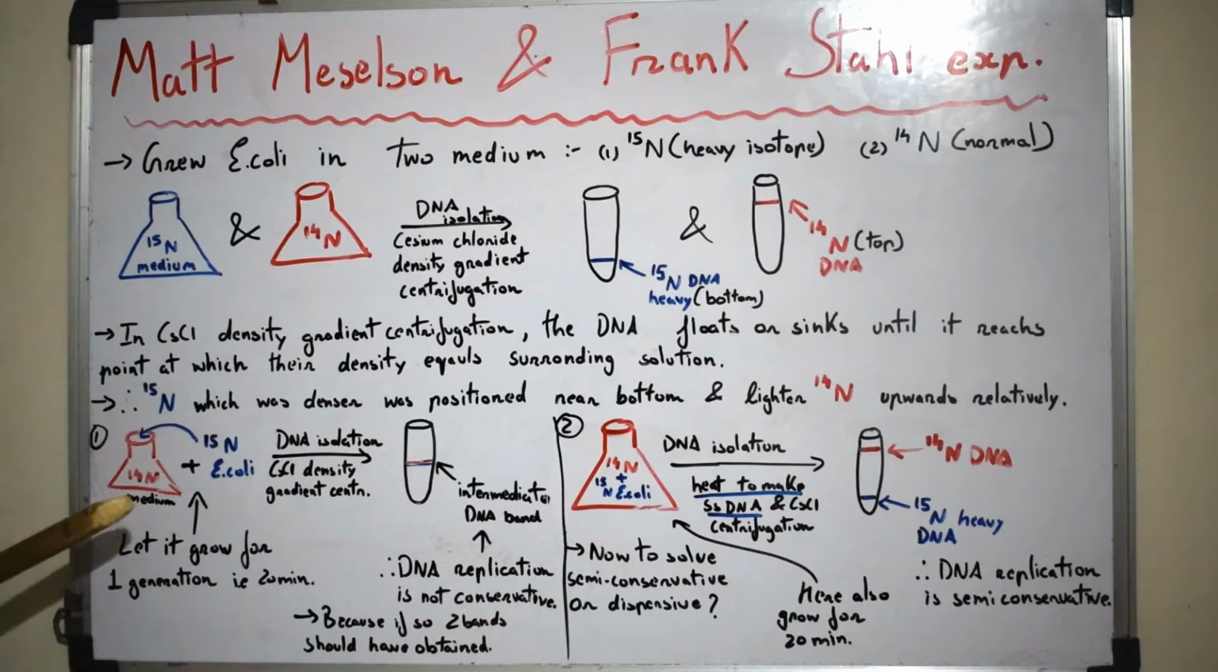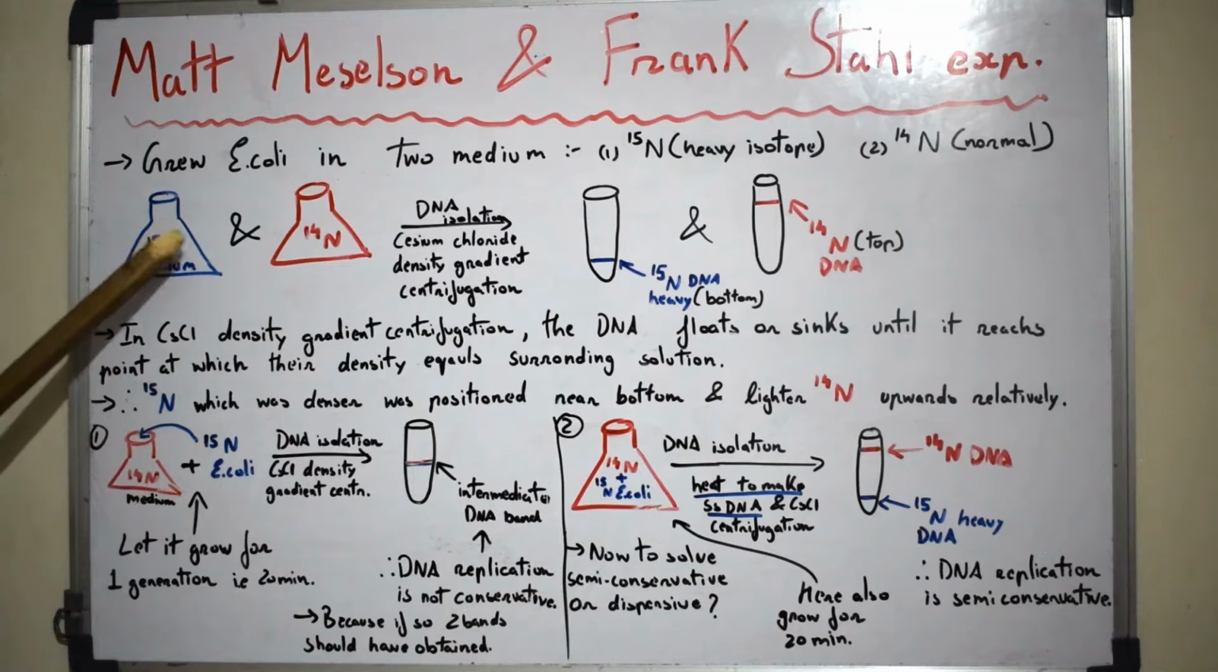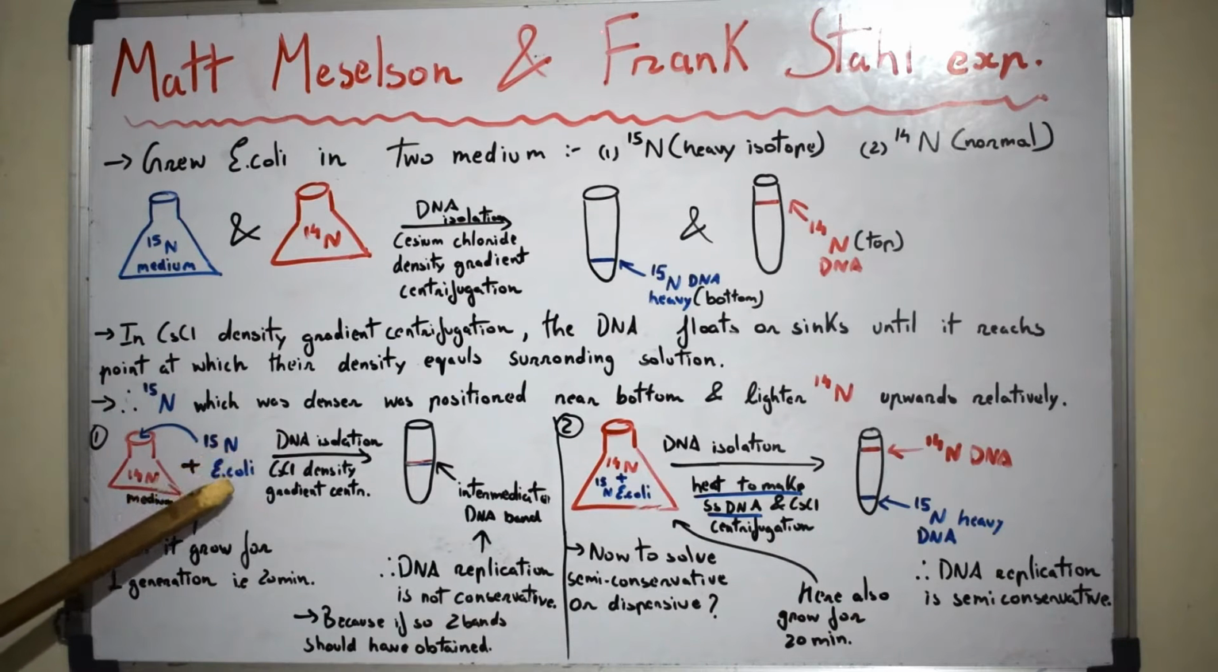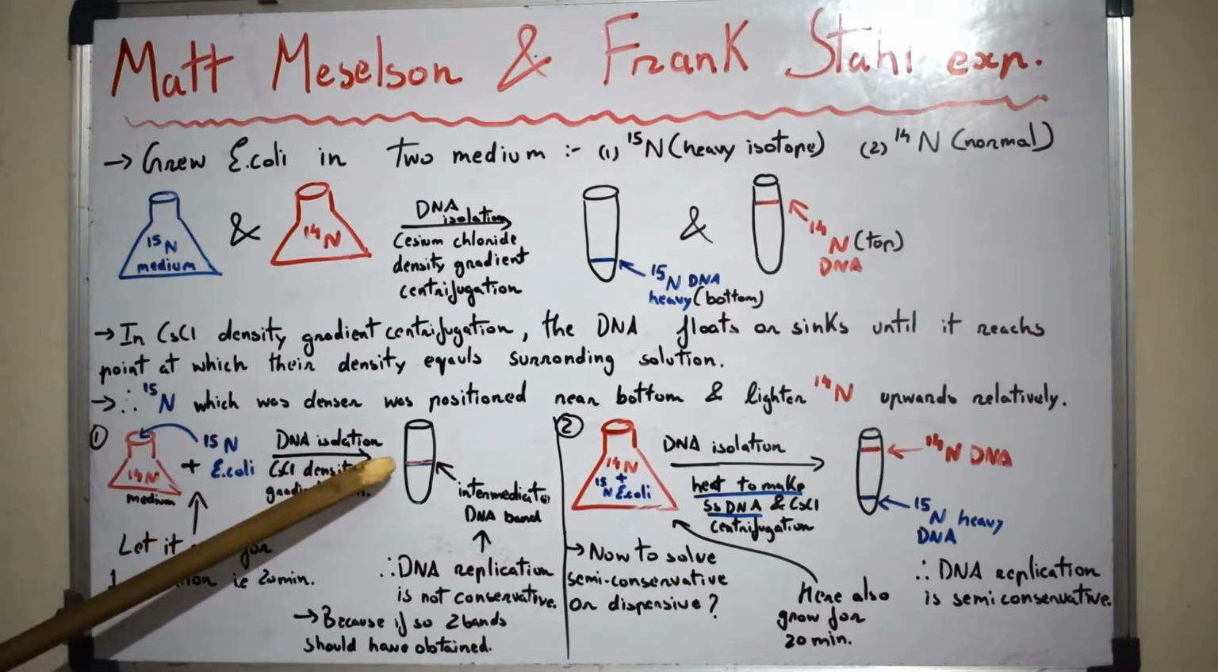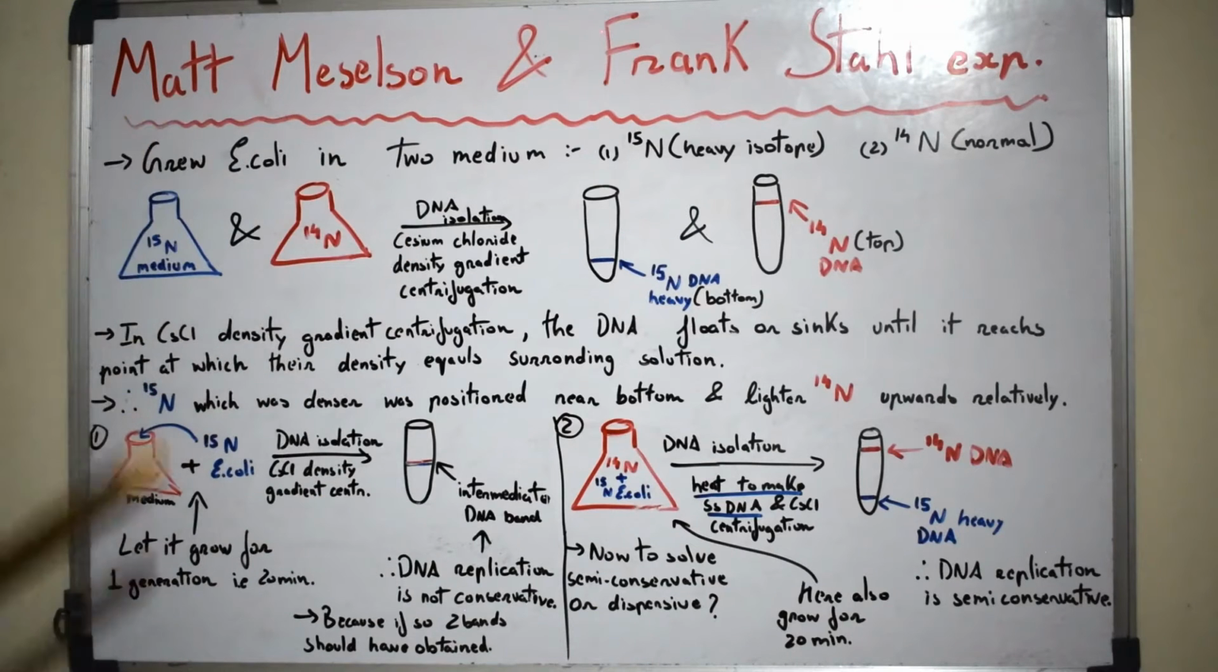Now moving on to the main experiment, they took the medium of 14N, that is the normal nitrogen, only the medium without cells, and then they inoculated the 15N E. coli. So the DNA of the E. coli was labeled with the heavier isotope and was inoculated in the 14N medium. Now they let it grow for only 20 minutes, that is one generation, because we know the doubling time of E. coli is 20 minutes, and after 20 minutes they isolated its DNA and performed the cesium chloride density gradient centrifugation the same as above.